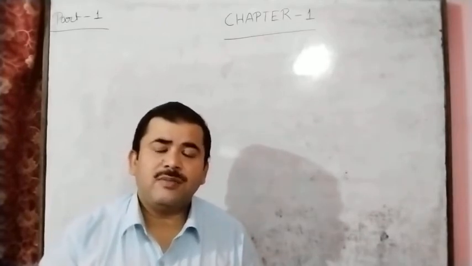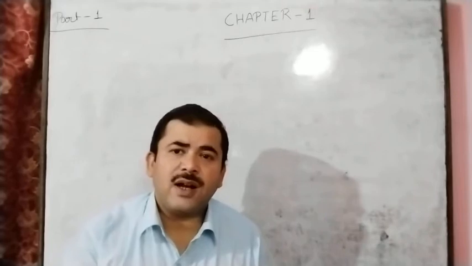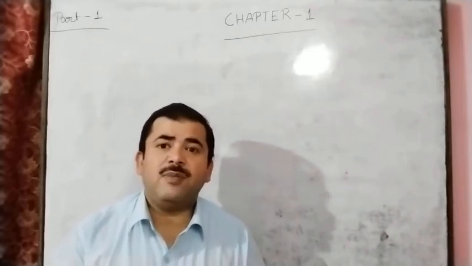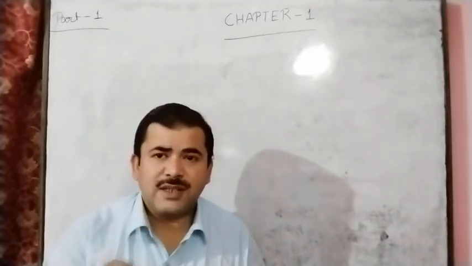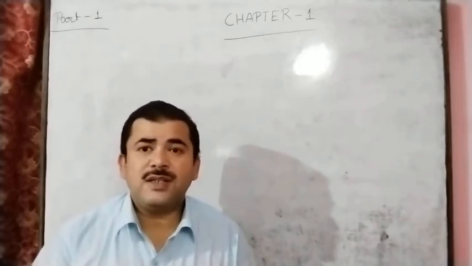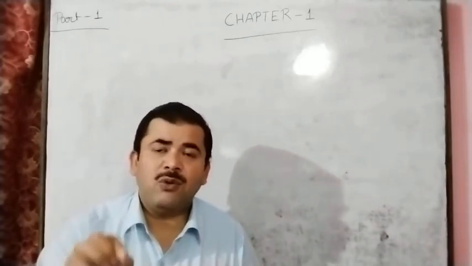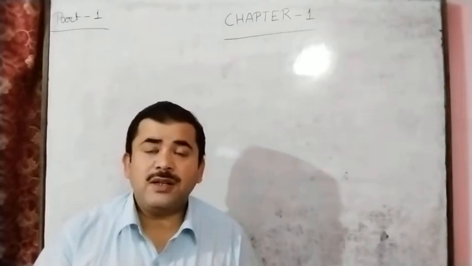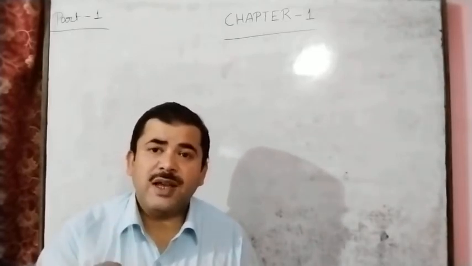For example, if we represent carbon, the symbol is capital C. If we represent oxygen, the symbol is capital O. If we represent aluminium, it is capital A, small l.